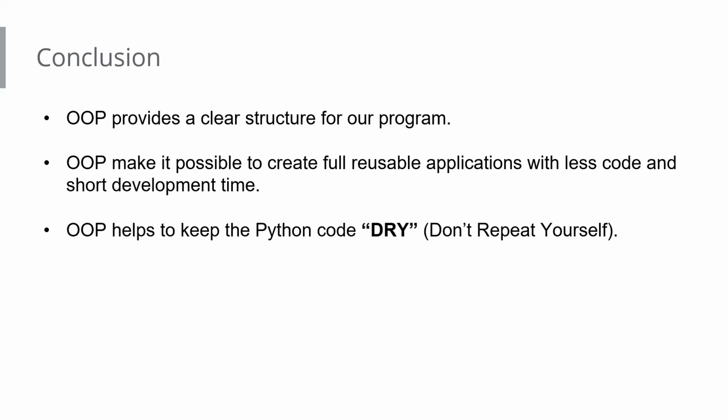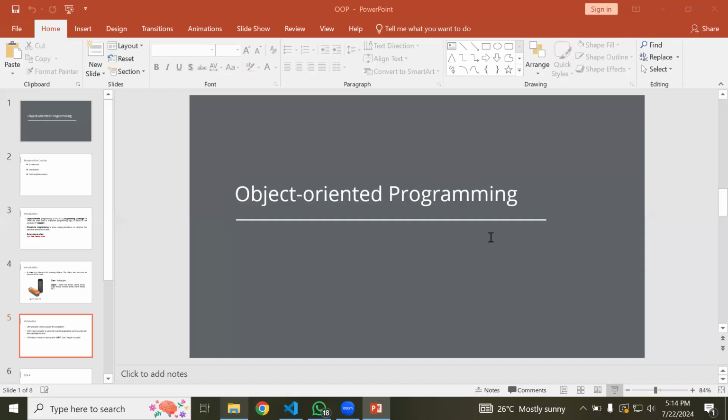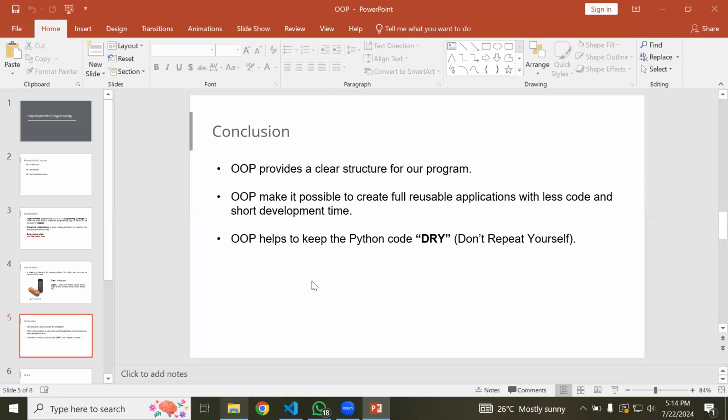You are taking these courses. So that's a structure. Object-oriented programming gives us that structure. It also makes us create full reusable applications with less code and shorter development time. And we can also say that it helps keep our code DRY. DRY is an acronym for don't repeat yourself. And you're going to see these things in manifestation.